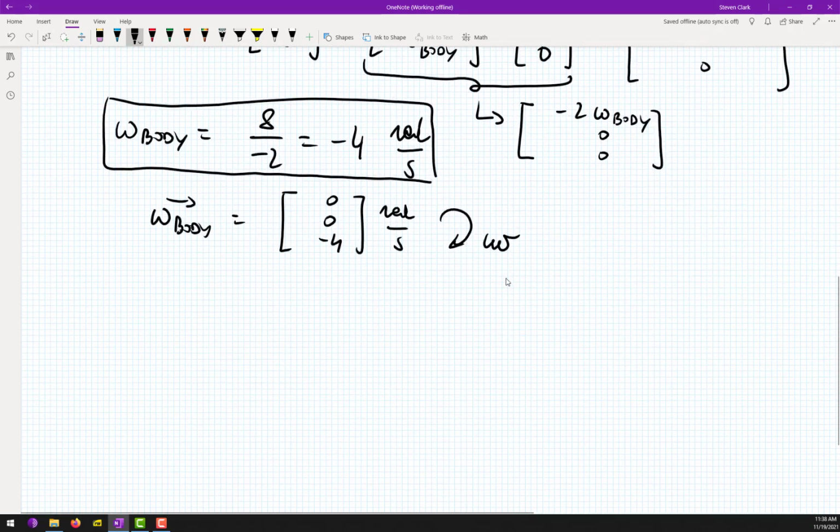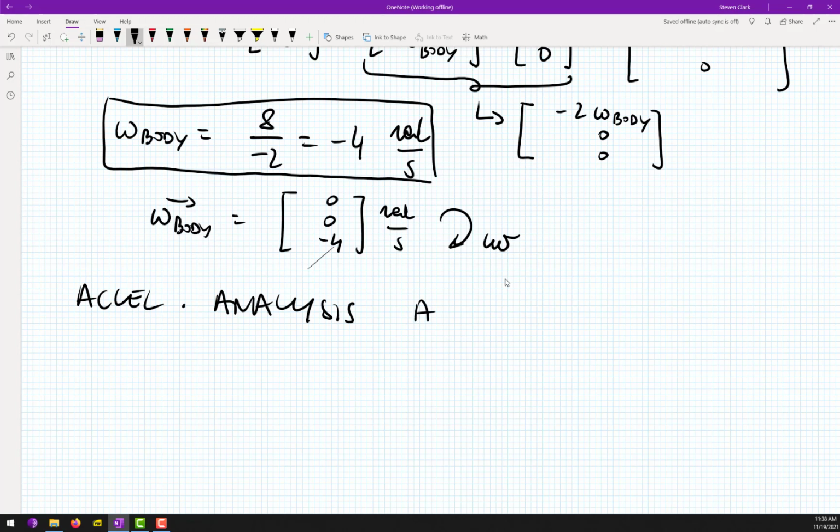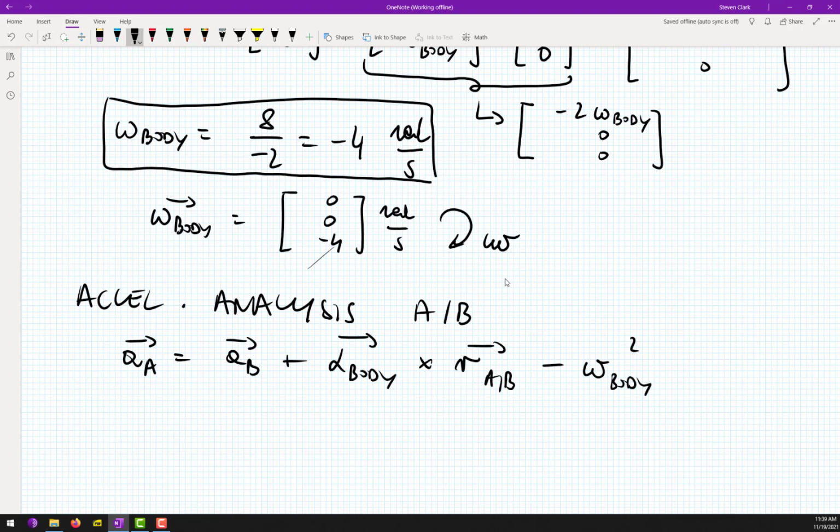Okay. Now acceleration analysis between, let's say, points A and B. Let's find alpha of our body. So I can write AA is equal to AB plus alpha body times RAB minus omega body squared RAB.